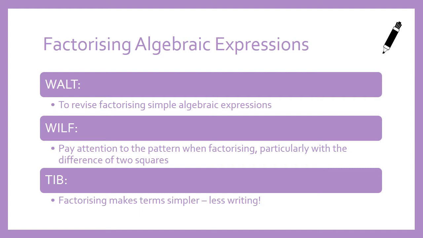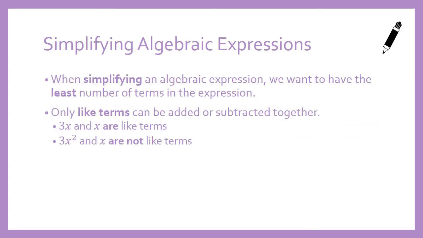So factorizing makes terms simpler. There's less writing, so it's a lot easier to explain or interpret that information when it's factorized. We have less information to look at. So when we're simplifying, we want to have the least number of terms in the expression. So quick reminder, only like terms can be added or subtracted together. So 3x and x are like terms, whereas 3x squared and x are not like terms.